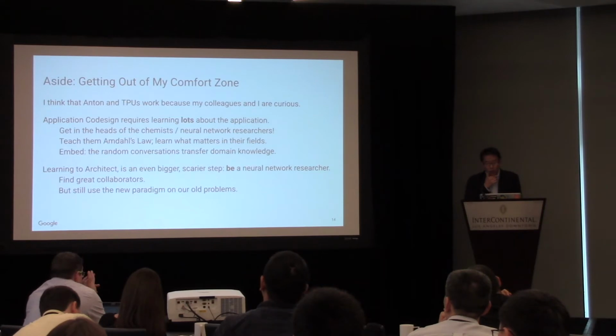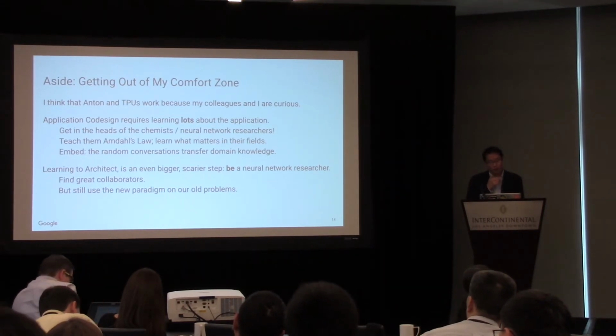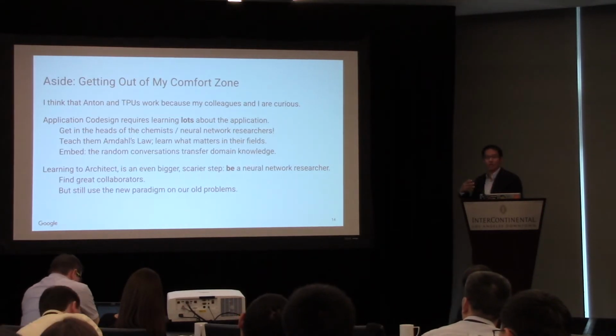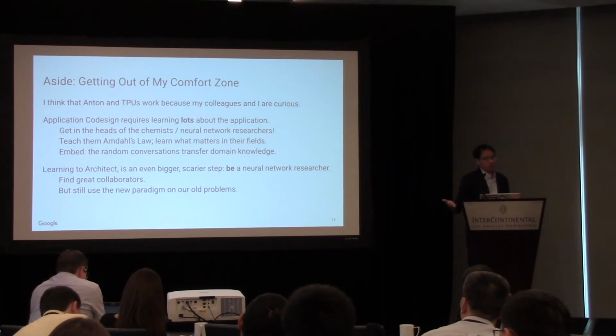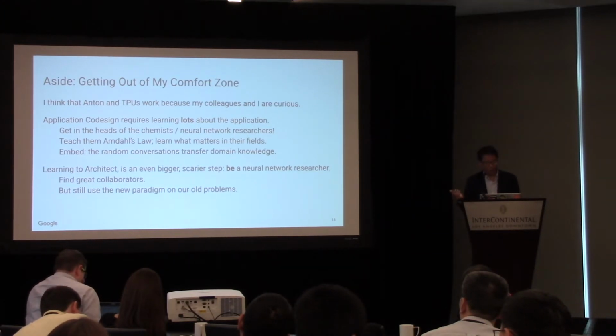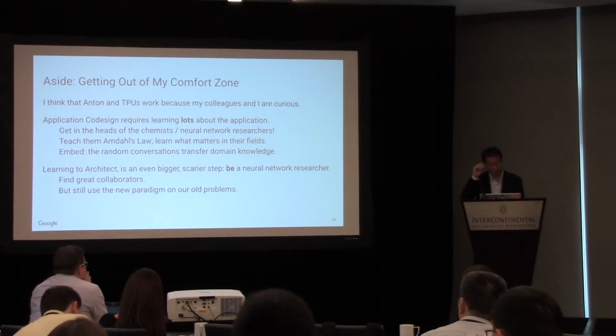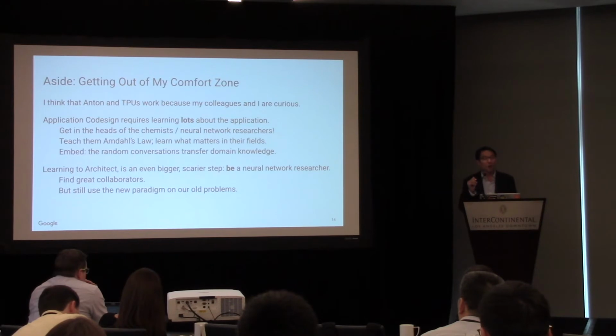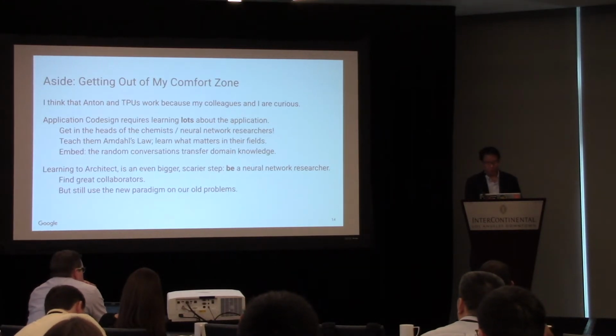The next step, learning to architect, I think is even bigger, scarier, and harder because instead of drinking enough of the Kool-Aid to have an interesting conversation with my colleagues, I've got to be a neural network researcher. It helps to have great collaborators. I think Google Brain Team is a pretty good place for finding people who are at the tip of the spear as far as neural networks go. The nice thing that reassures me is that I still am working in my old field. I'm still building machines, right? I'm still building systems. It's just I'm hoping to use this new tool in it.